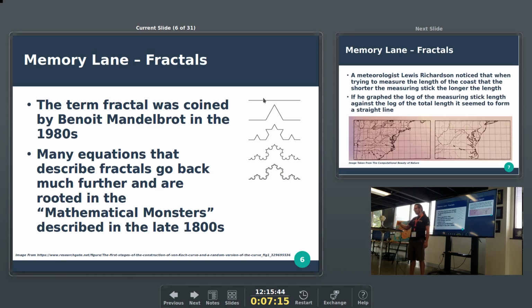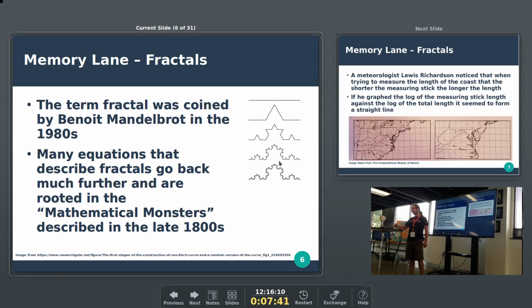A lot of these mathematical monsters were iterative algorithms. They were basically mathematicians describing these processes that you would repeat. And so he would basically just remove part of the line segment here and replace it with an equilateral triangle. And then in the next step, for every remaining line segment, you'd do the same thing. And you'd, in theory, keep doing that for infinity.